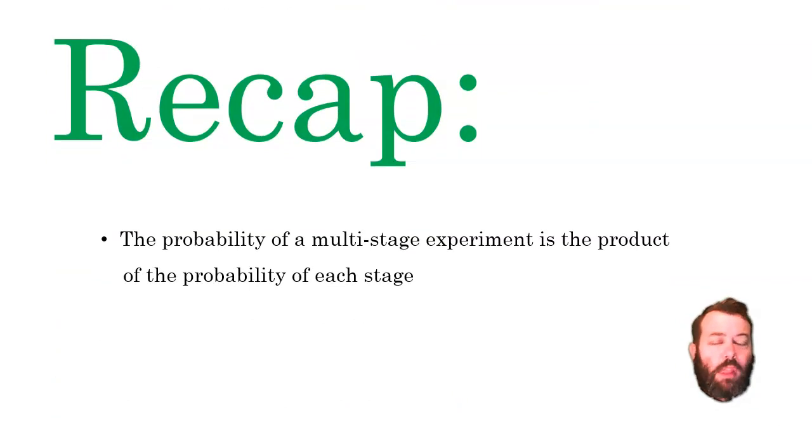Rightio. A fairly quick one today there, but the probability of a multi-stage experiment is the product of the probability of each stage. That's all we really need to take from there.